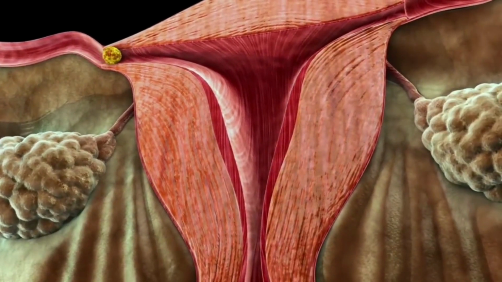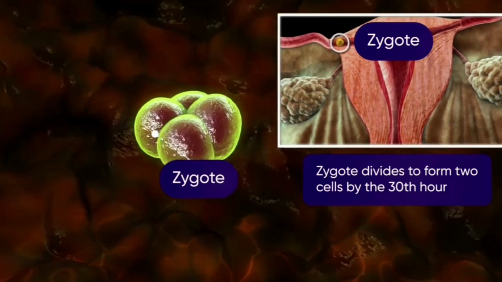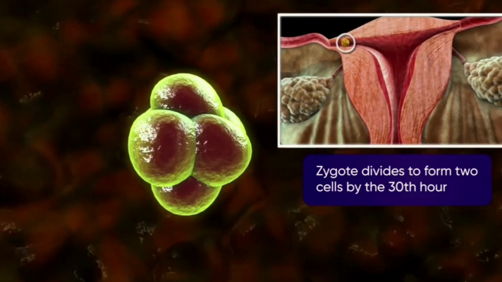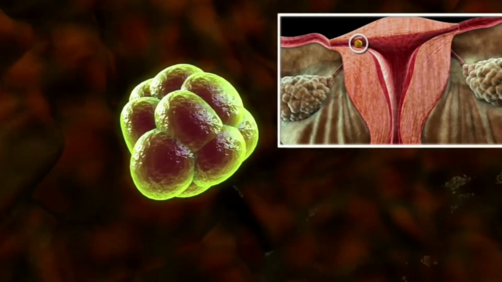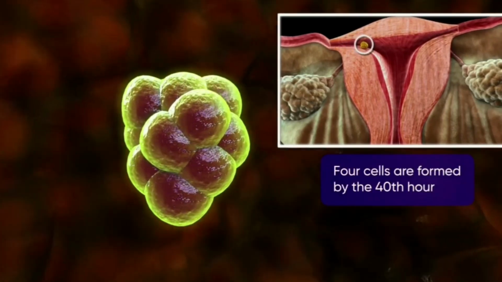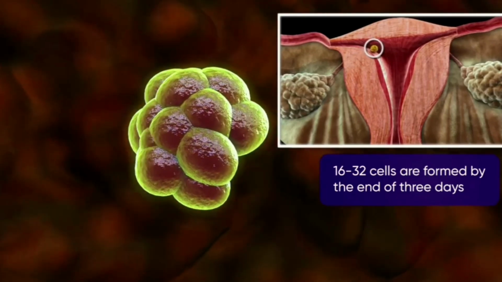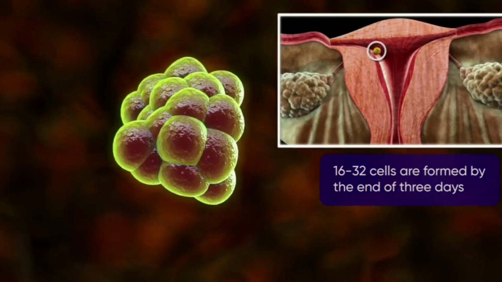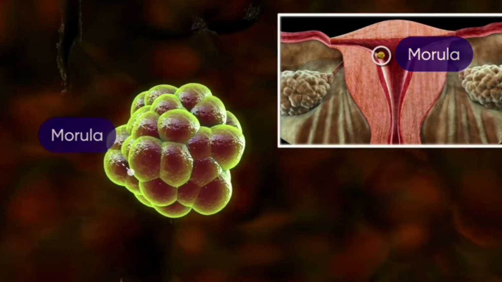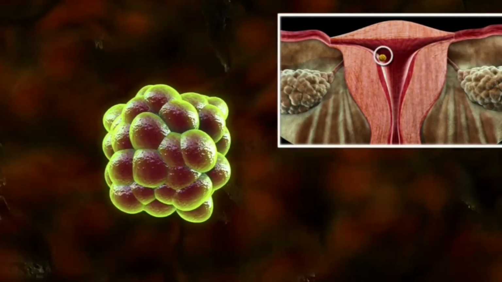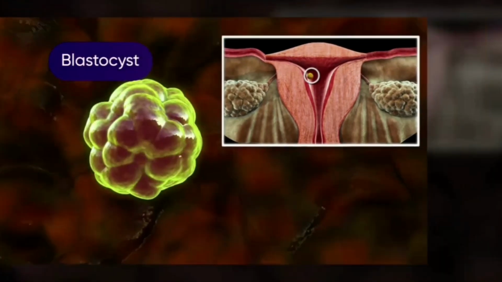However, during the migration, the zygote undergoes a mitotic division to form 2 cells by the 13th hour. Cell division continues and 4 cells are formed by the 14th hour and 16 to 32 cells in 3 days, by the end of which the mass of cells is called a morula. Further cell division leads to the formation of a bigger mass of cells or blastocyst.